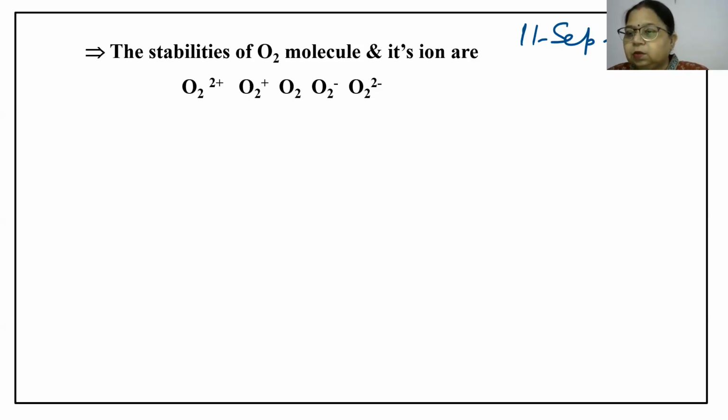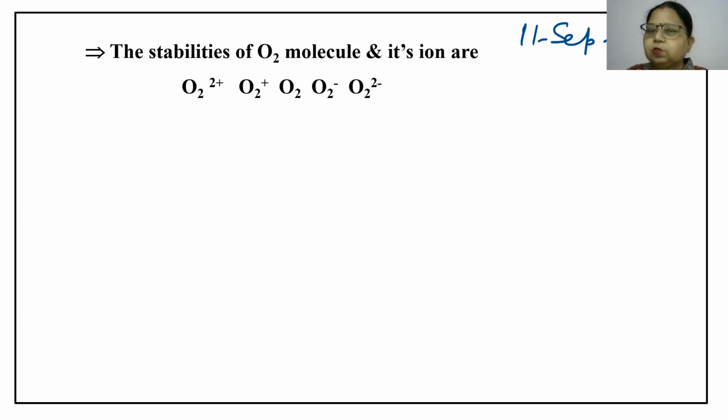Can you write it on your own right now? I can give you 2 minutes, else we should be going on to the next topic. Take 2 minutes and quickly write the electronic configuration of these 5 species. Ma'am, is it O2 2 plus first, and then O2 plus, O2, O2 minus, and O2 2 minus?